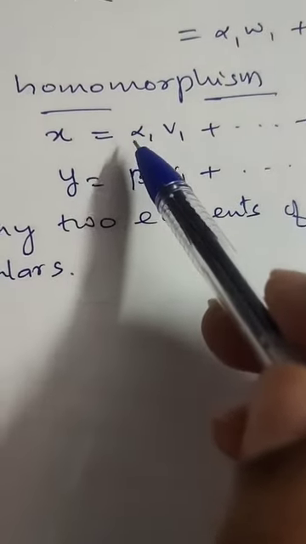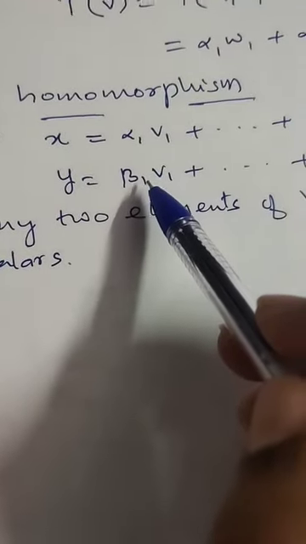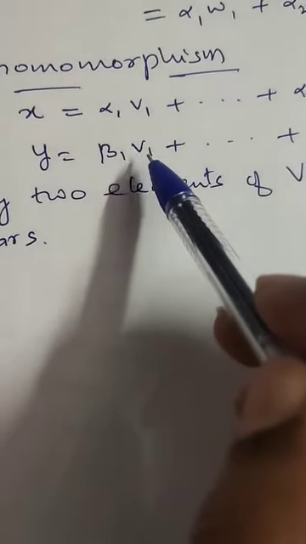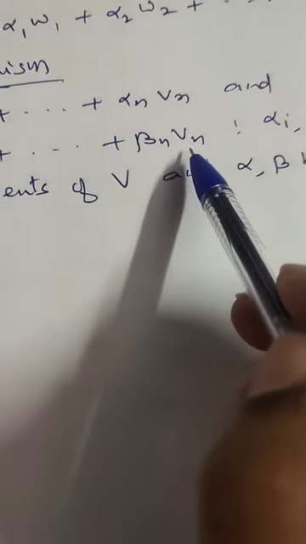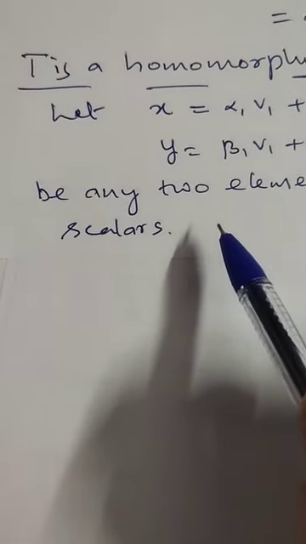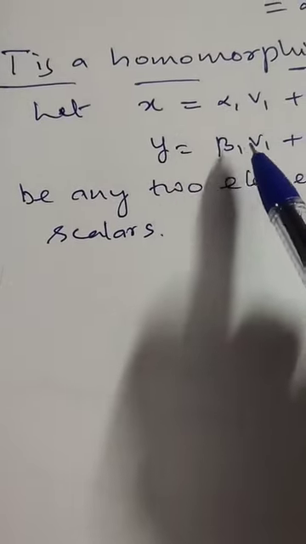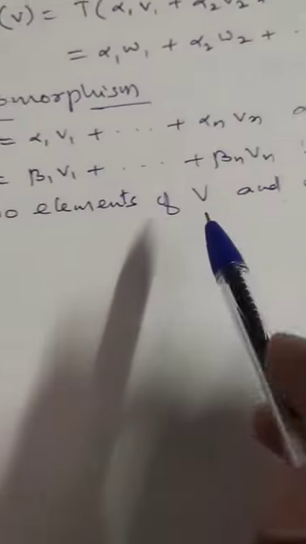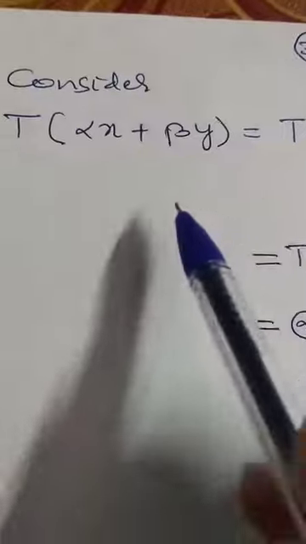So x is an element in V, which means it is a linear combination of basis elements: alpha 1 v1, alpha 2 v2, etc., alpha n vn. And y is an element of V, which means it can be written as a linear combination beta 1 v1, beta 2 v2, etc., beta n vn, where each alpha i and beta i is an element of F because they are scalars. And take alpha and beta to be any scalars in F. Okay. We have taken x and y as elements in V, and alpha and beta as elements of F. And consider T of alpha x plus beta y.